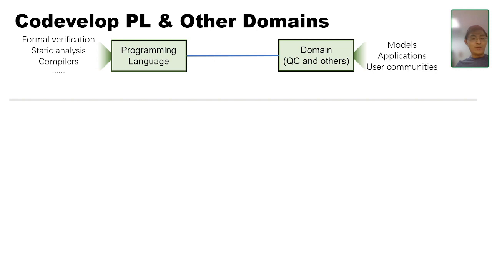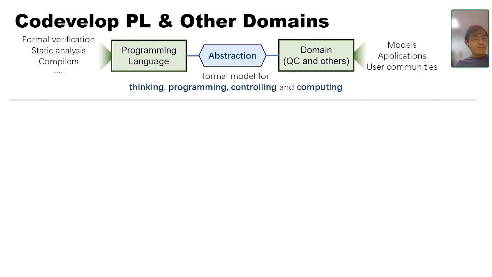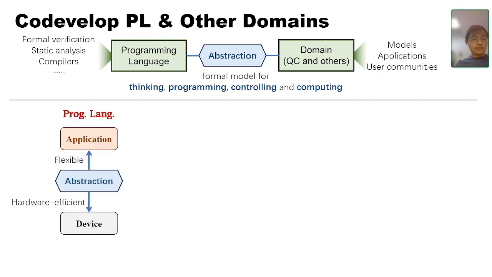The main theme of programming language research is to adapt tools like formal verification to help with the control of devices in domains like quantum computing or parallel computing. In these domains, new models, applications, and user communities emerge and grow over time. The element connecting programming languages and the specific domains is abstraction, which is basically the formal model for people to think, program, and control devices, and eventually compute with the devices. Abstraction connects the applications and the underlying devices.